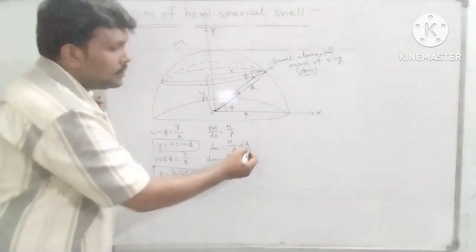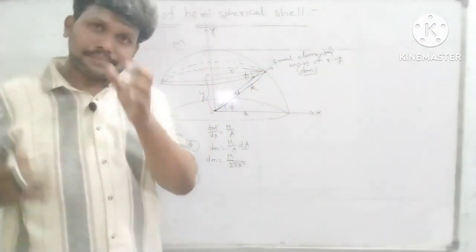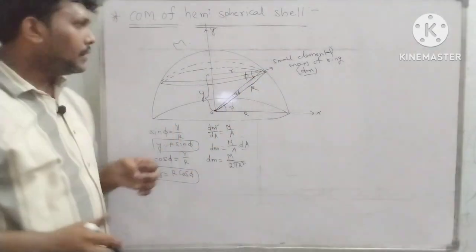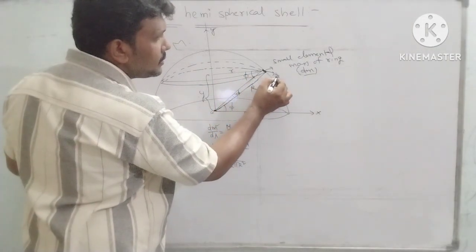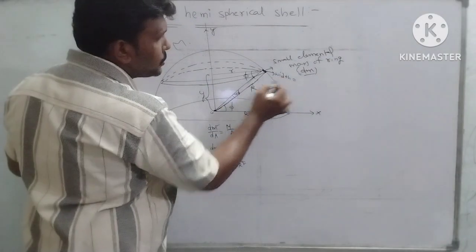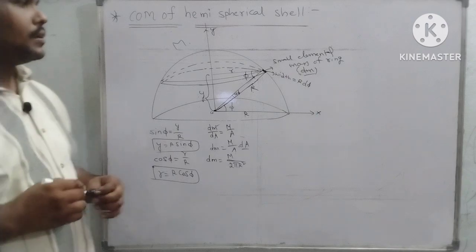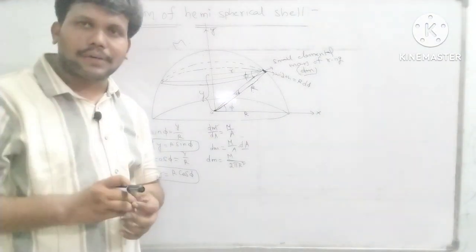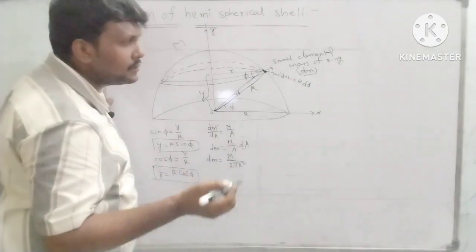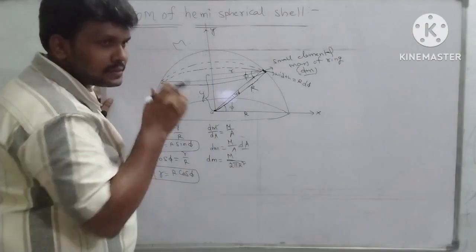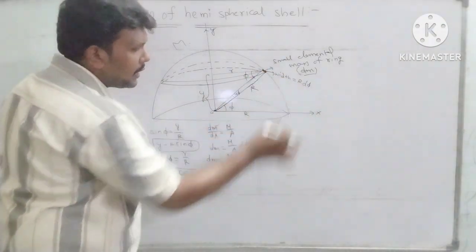And now dA is the area of the small elemental mass of the ring. What is the area of the ring? Length into width. Here this is the width of the ring. Width of the ring is how much? Width is equal to R into d phi. Already we know the angle formula, arc by radius is the angle formula. So that is why I am taking the width of the elemental ring as R into d phi.